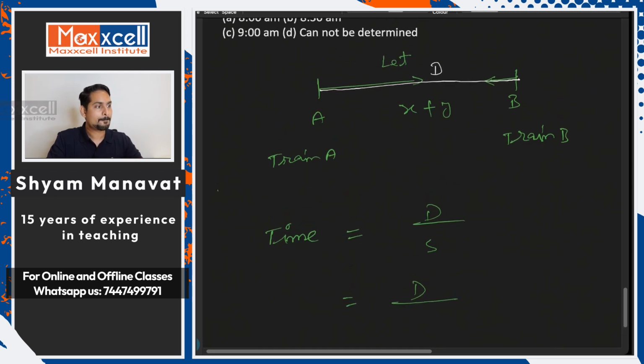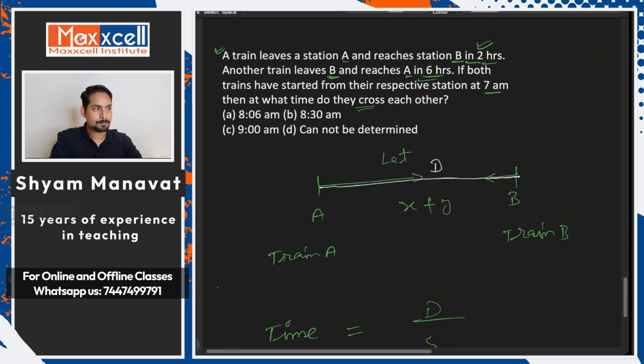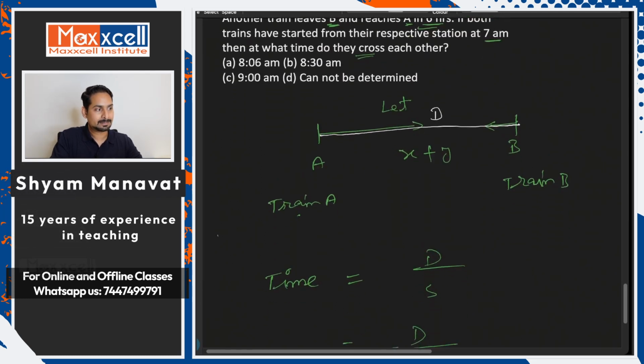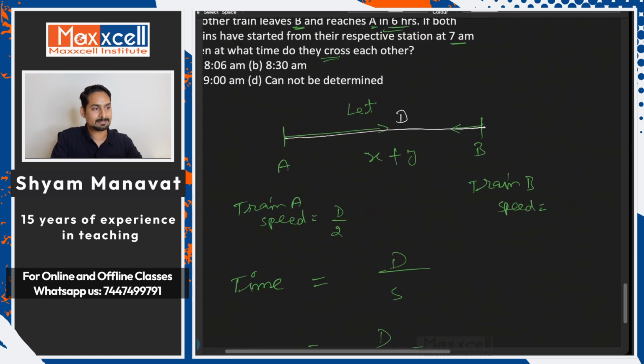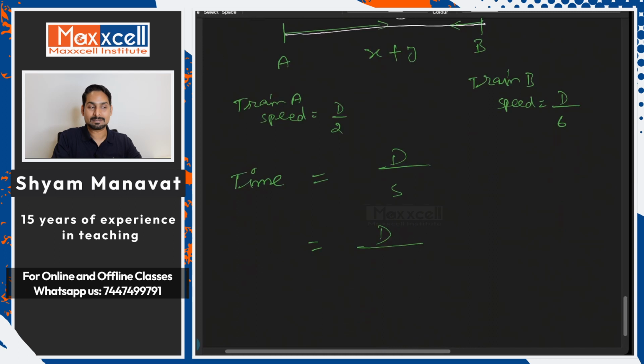Can we make the expression of speed? Yes. How? Train A covers the distance in 2 hours, right? So for train A, I can say speed will be equal to distance, which is d, by time, which is 2 hours. Here I can say the speed will be distance, which is d, and the time, which is 6 hours, right? So here, if I take the relative speed, that will be speed 1 and speed 2, right? So d by 2 plus d by 6.